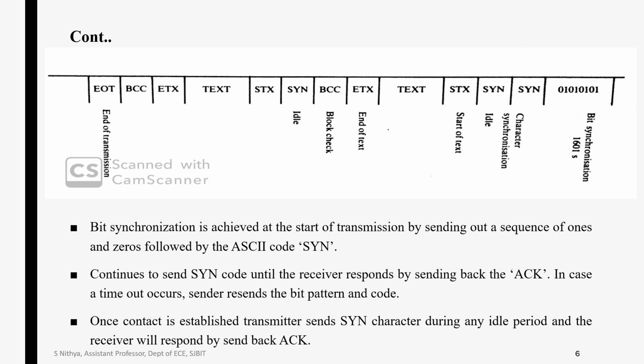Bit synchronization is achieved at the start of the transmission by sending out a sequence of ones and zeros followed by the ASCII code SYN. Then it continues to send the SYN code until the receiver responds by sending back an acknowledgement signal. In case a timeout occurs, the sender resends the bit pattern and the code. Once contact is established, the transmitter sends SYN characters during any idle period, and the receiver responds by sending back an acknowledgement signal.